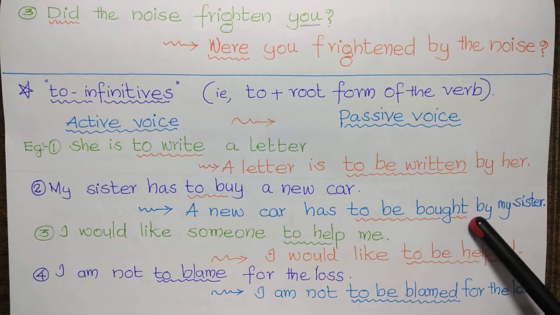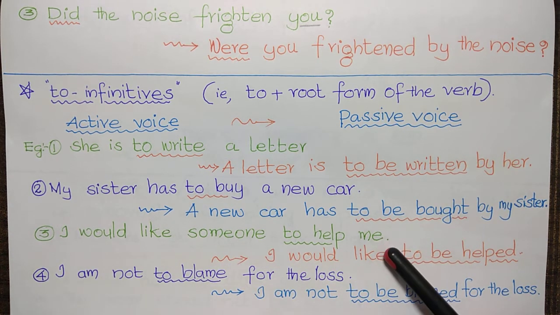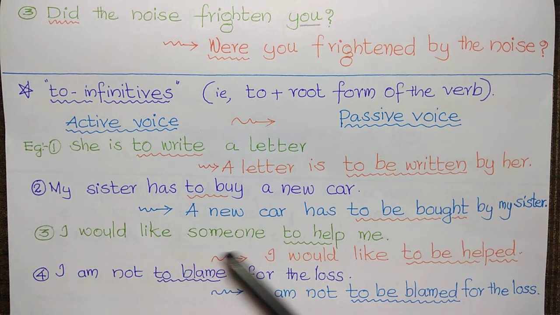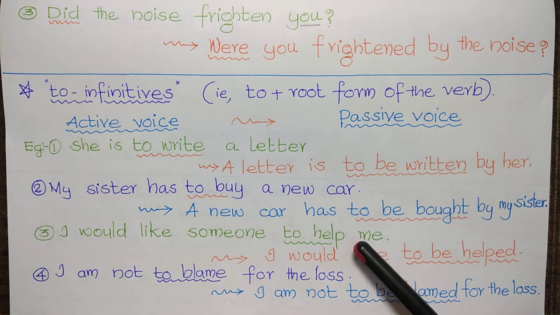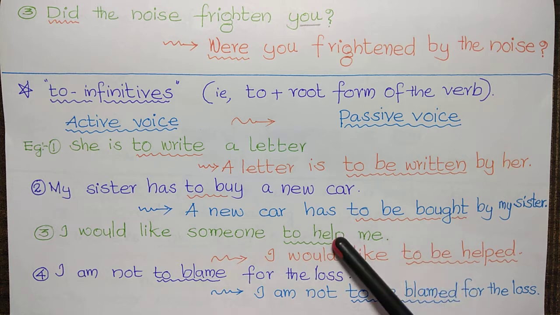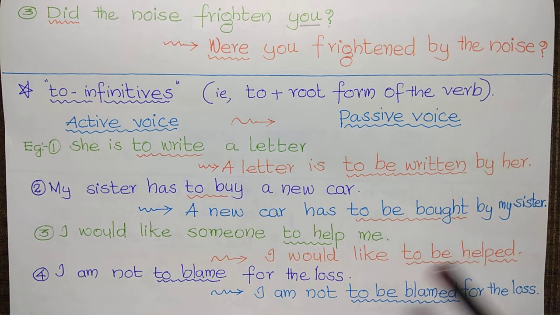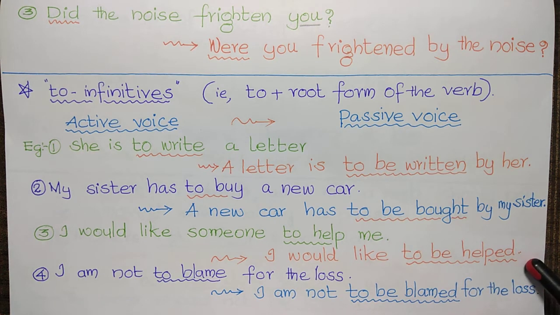So to be bought. Next, I would like someone to help me. Here also, to help is a to infinitive. So we use the to be form, be, with the V3 form of help, helped. I would like to be helped by someone. "By someone" is understood, so there is no need to mention it.